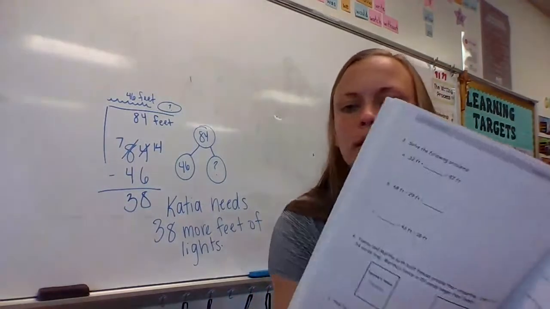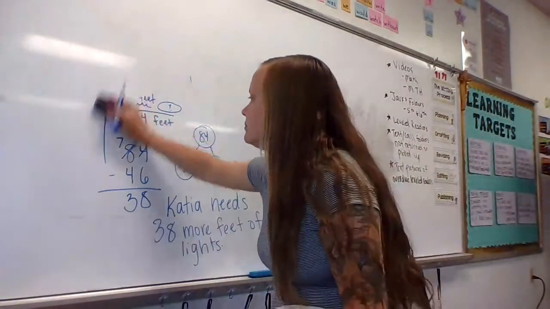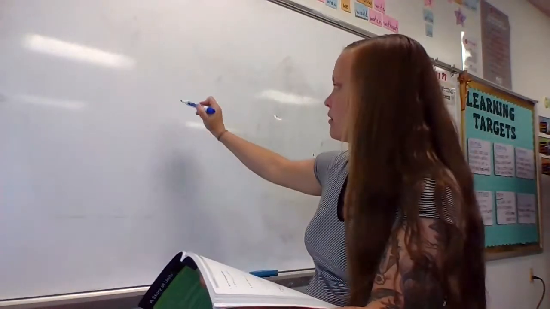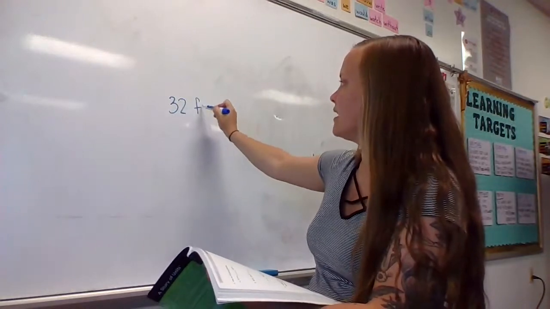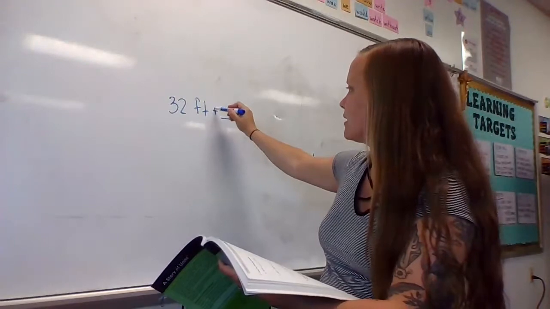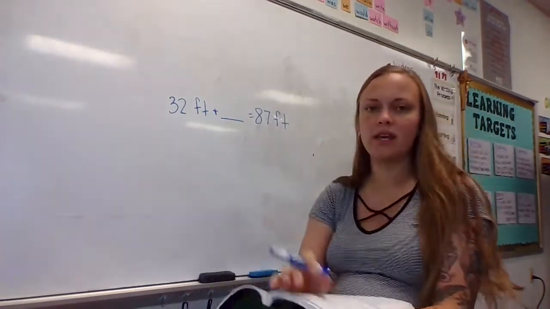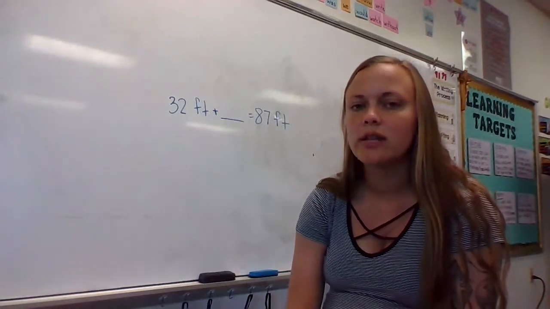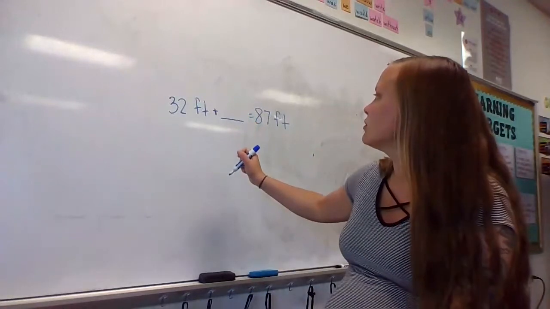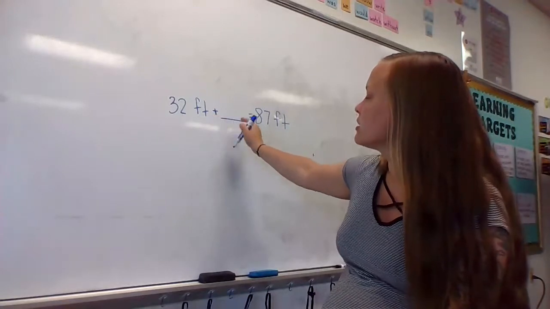On the back, take a look. Let's do this one. Number 3. 32 feet, FT stands for feet, plus blank equals 87 feet. You need to stop and think, how do I figure out that problem? How do I figure out what goes right here? Okay, you can do either an addition or a subtraction problem.